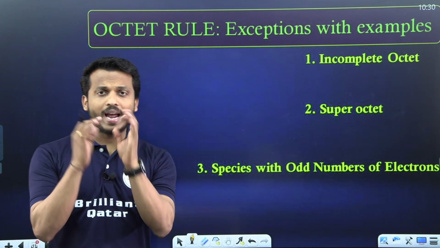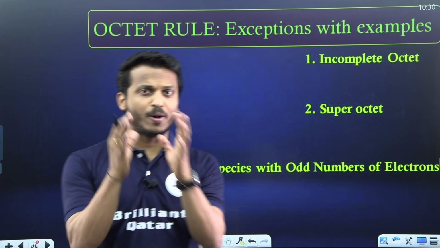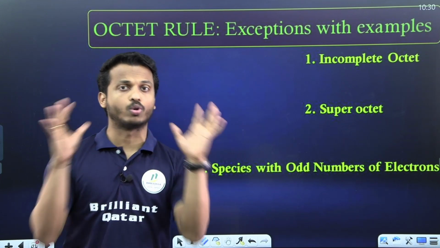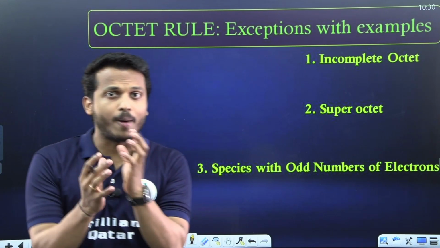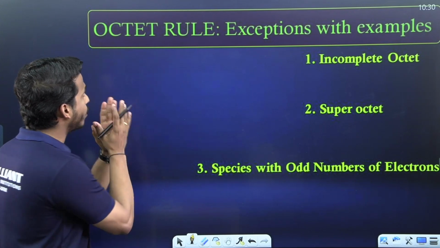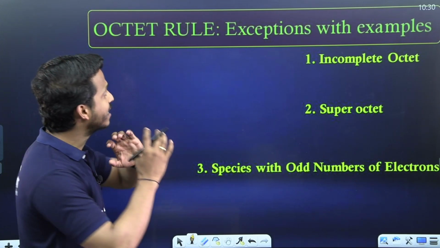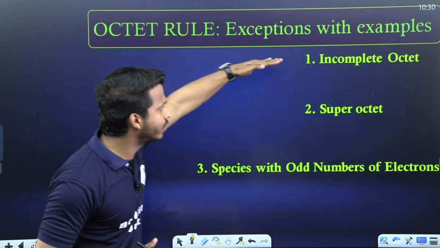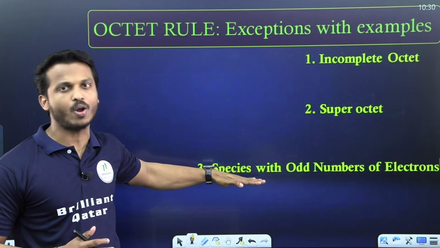There are some violations. I already told you what the octet rule means: every atom tries to get 8 electrons in its outermost shell. Therefore, the atoms take part in reactions, right? So in the octet rule, there are some exceptional cases. Let's discuss with some examples. These are the 3 main exceptional cases in the octet rule.